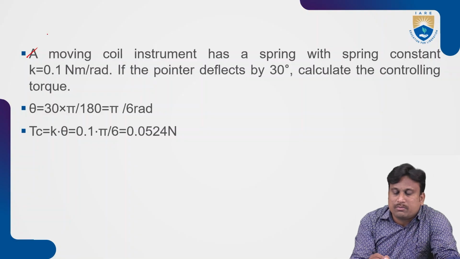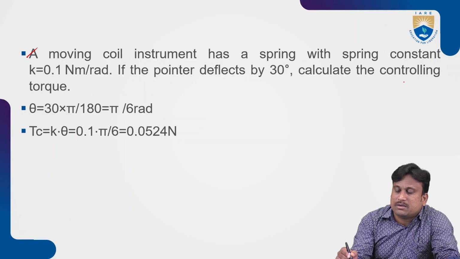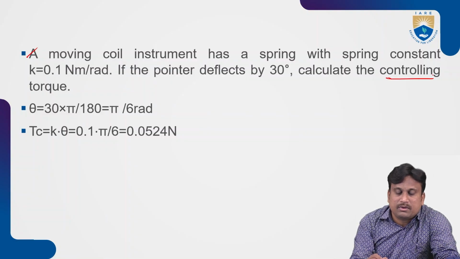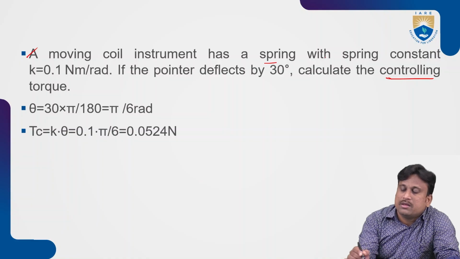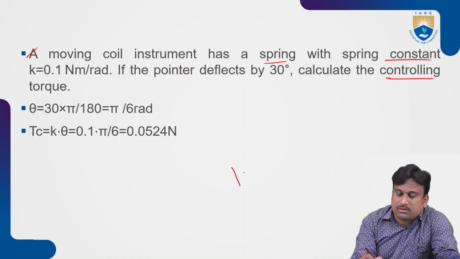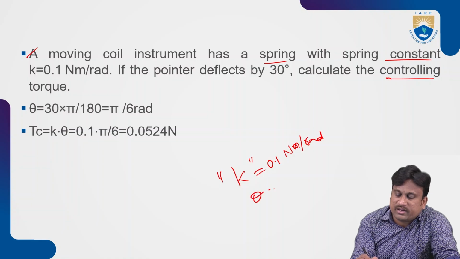Now this is one more problem. Here we calculate the controlling torque. A moving coil instrument has a spring with a spring constant, K, that is 0.1 Newton meter per radian. The point of deflection is given as about 30 degrees. We need to calculate the controlling torque.